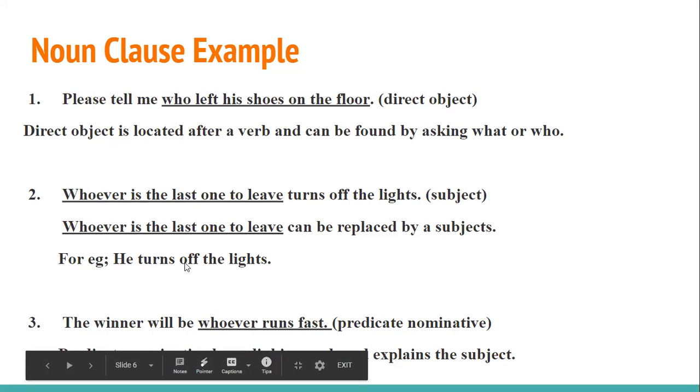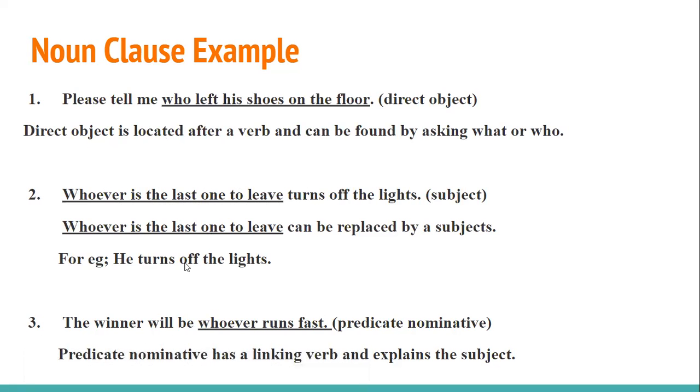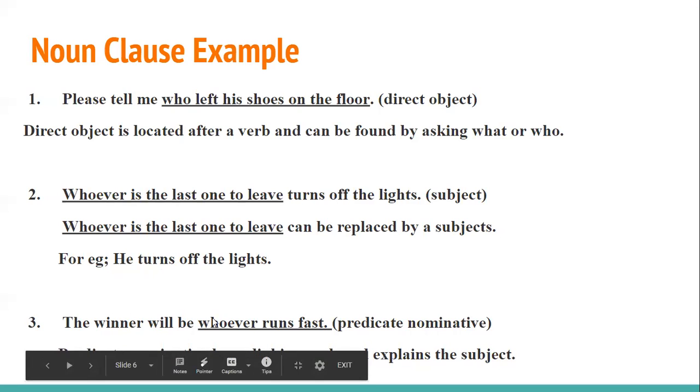In the third one, we have "the winner will be whoever runs fast." Here "whoever runs fast" is a predicate nominative, because a predicate nominative follows a linking verb and explains the subject. The winner here is the subject, and "whoever runs fast" is the predicate nominative, as it explains the subject.